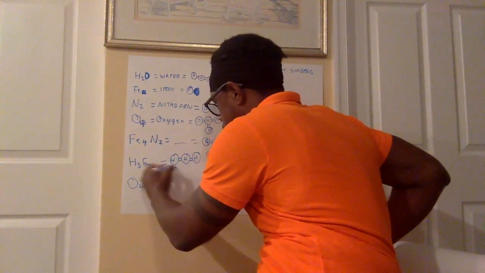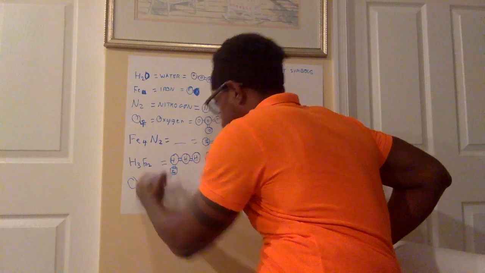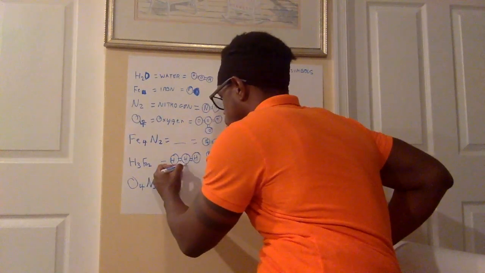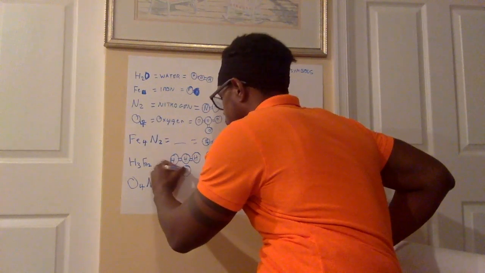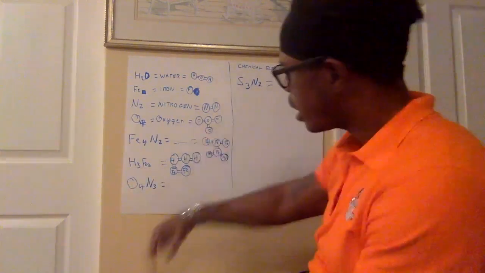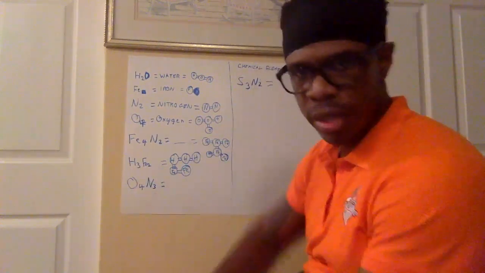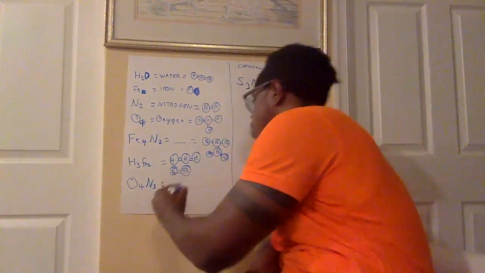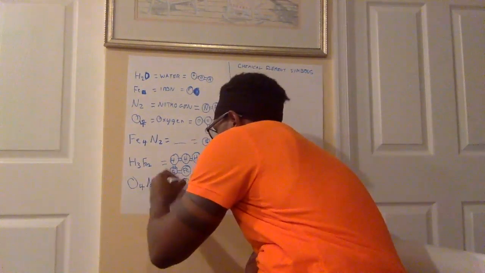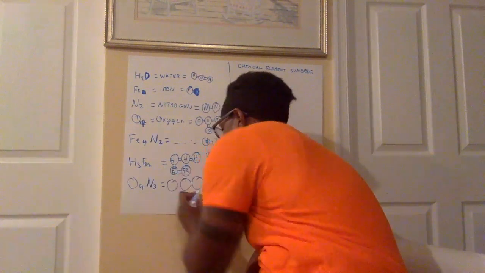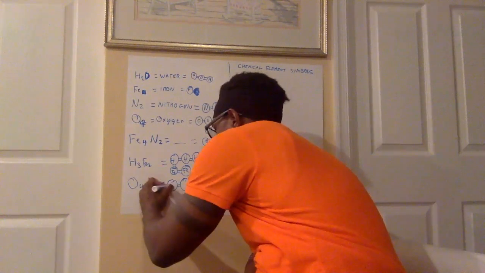You just do F, E, and then F. Yeah, so we have 3 hydrogen, 2 iron. For O4 and 3, same thing. We would have 1, 2, 3, 4, 4 oxygen.